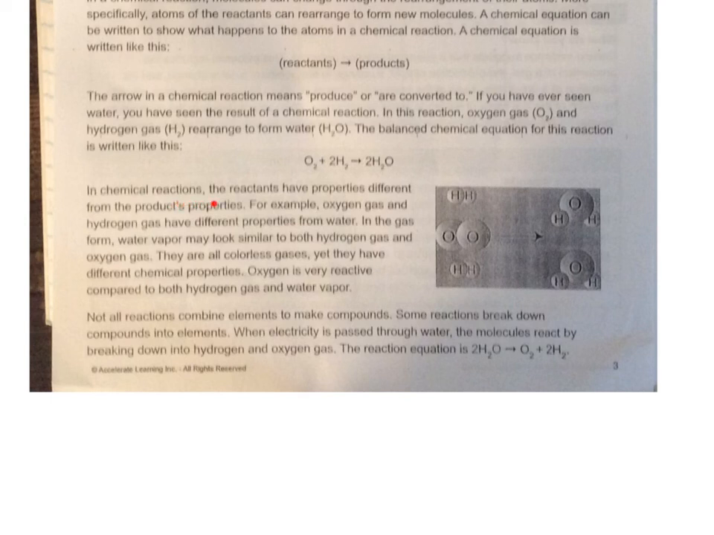In chemical reactions, the reactants have properties different from the product's properties. For example, oxygen gas and hydrogen gas have different properties from water. In the gas form, water vapor may look similar to both hydrogen gas and oxygen gas. They are all colorless gases, yet they have different chemical properties. Oxygen is very reactive compared to both hydrogen gas and water vapor.